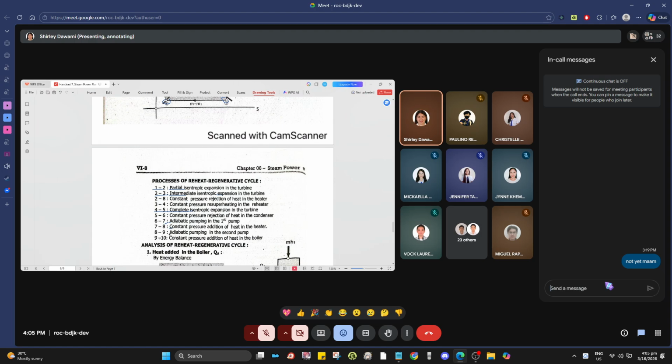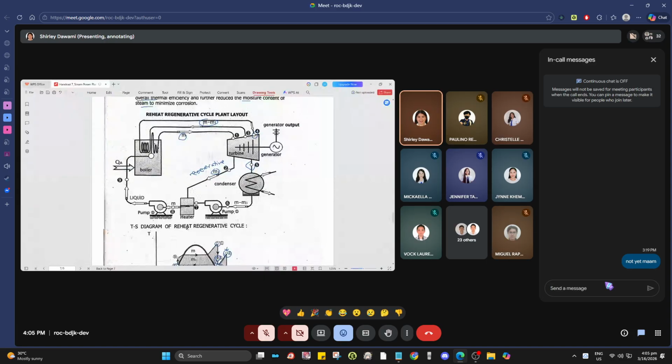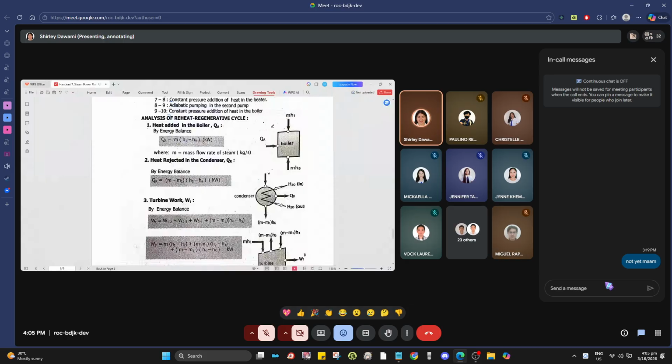So, for the heat added in the boiler, that is H1 minus H9. No? MH1 minus MH9. Then, for the heat rejected in the condenser, that is M minus M1. No? Kaya usually, pangitaon ra ba ni siya ang value, no? Kaning M minus M1 or the M1. So that is H5 minus H6. Okay? So, di na mo ma-confuse, no?